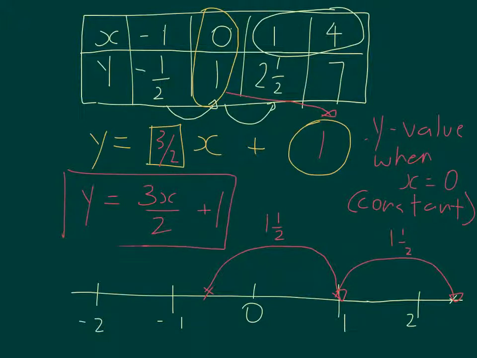Now, that works if terms have a common difference. We'll look at another pattern in a second where this doesn't work. But for this case, we're looking for what's the jump and what's our y value when x is 0.